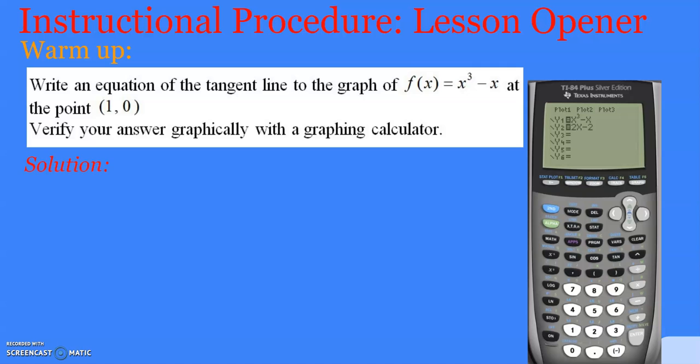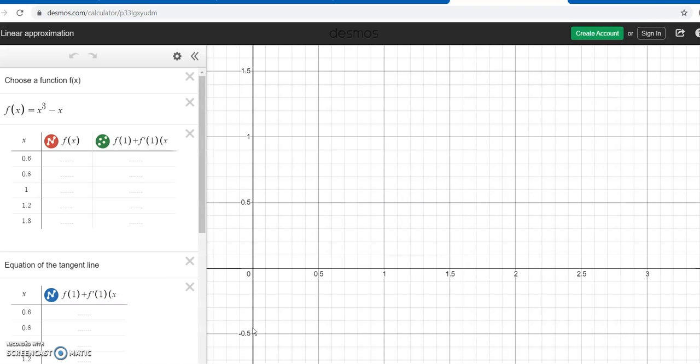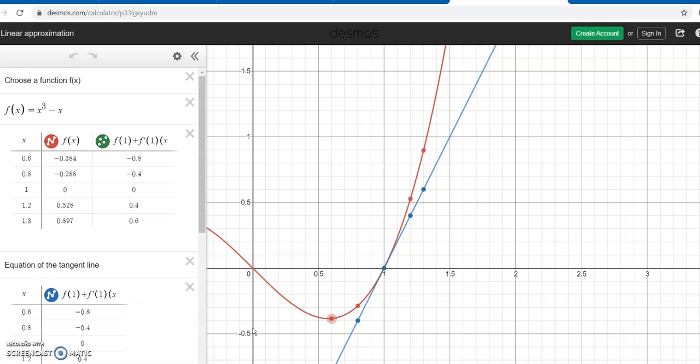Okay, so here we have a graphical exploration. Students would get their mobile devices, and let's go to this link, and you're going to evaluate the function values and then the tangent line values.